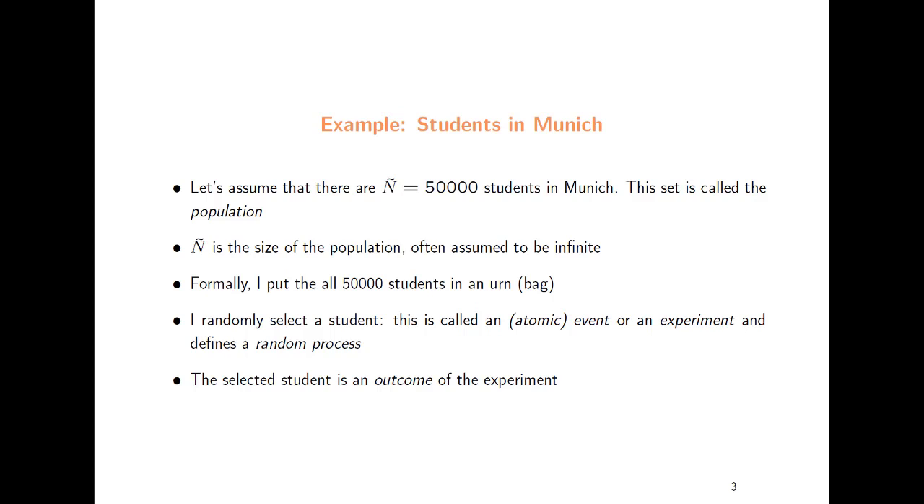Then I randomly select a student out of this urn, and this process of randomly selecting a student is called an atomic event or an experiment, and defines a random process, because it's random which student I will pick. The selected student then is an outcome of the experiment. So I will pick a particular student, and this student is then the outcome.